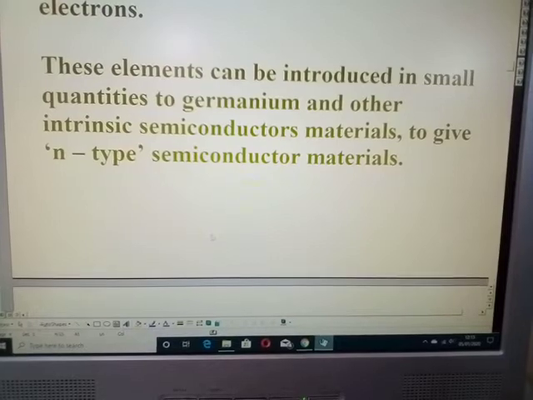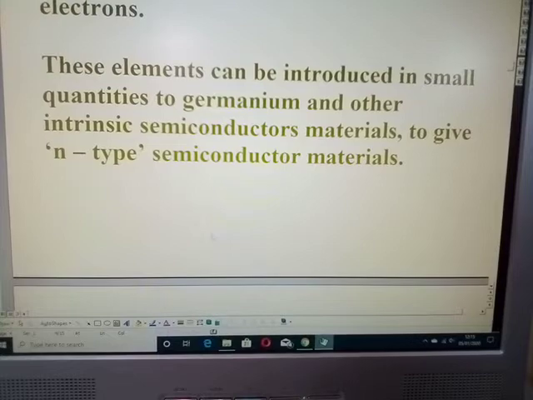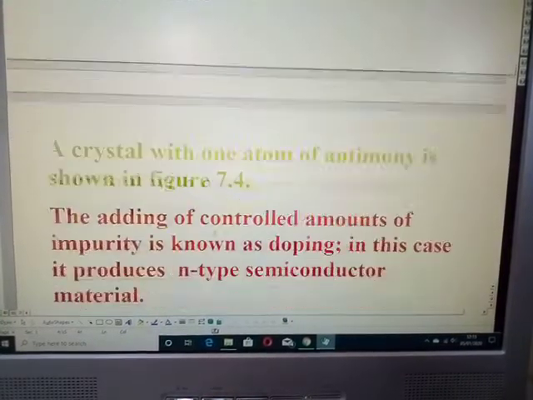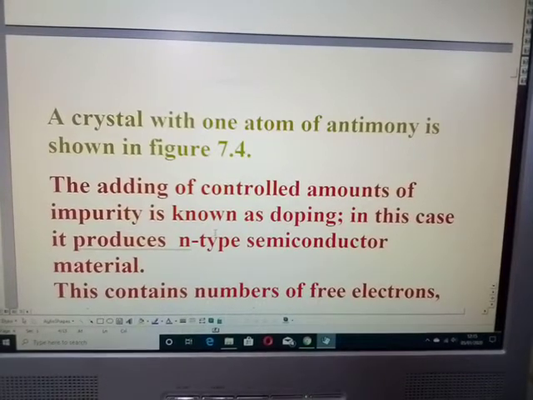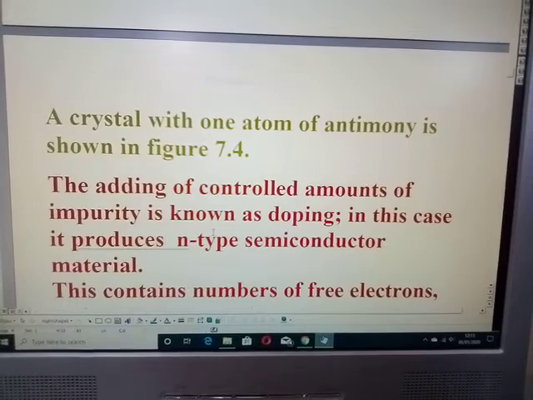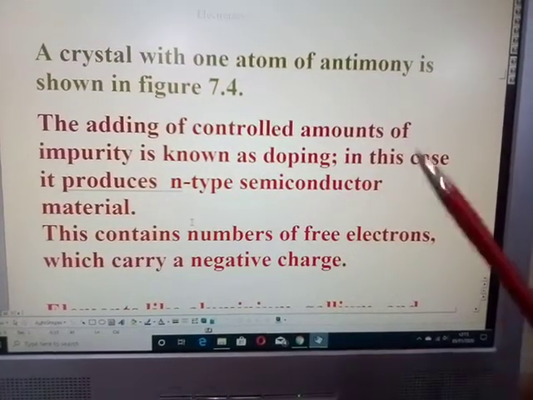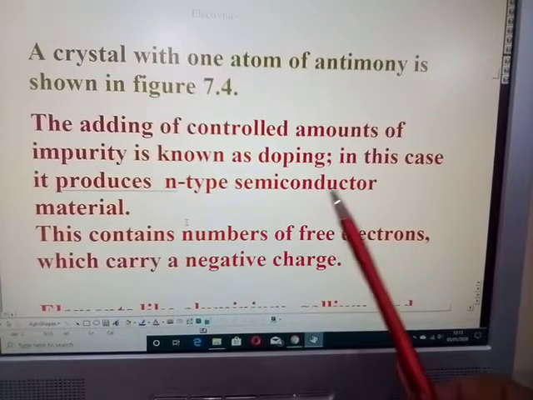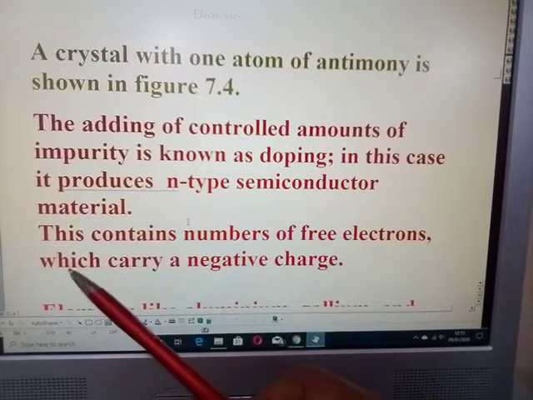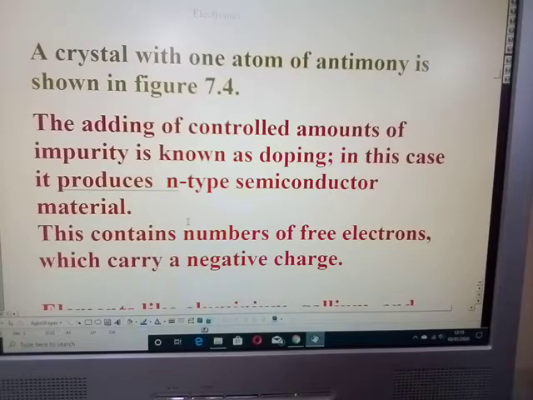Now again, do some reading for yourself, do some ground research, look at the intrinsic N-type materials and so forth. A crystal with 1 atom of antimony is shown in figure 7.4. The adding of controlled amounts of impurity is known as doping. In this case, it produces N-type semiconductor material. This contains numbers of free electrons which carry a negative charge.